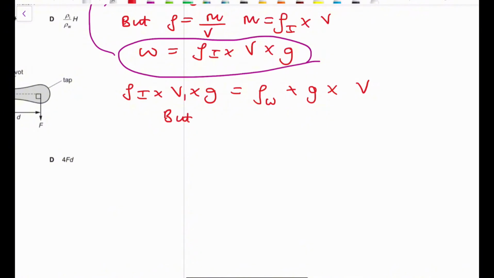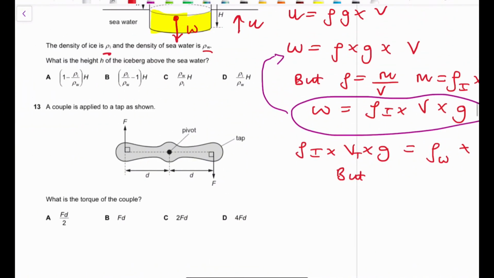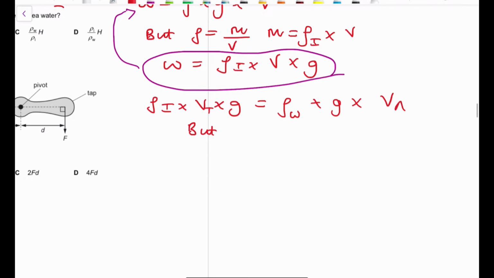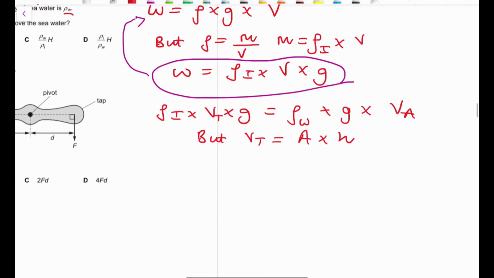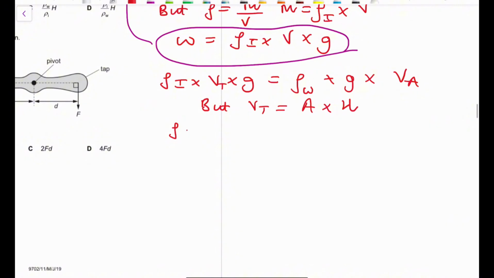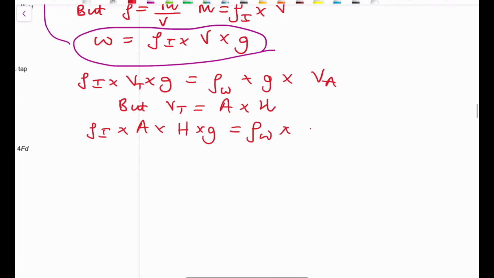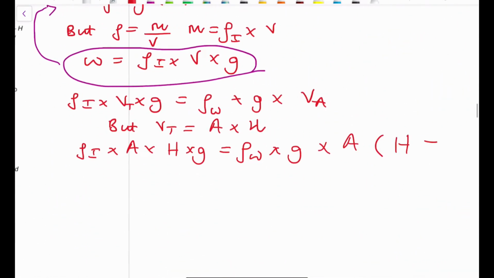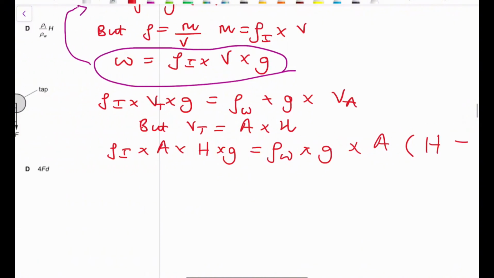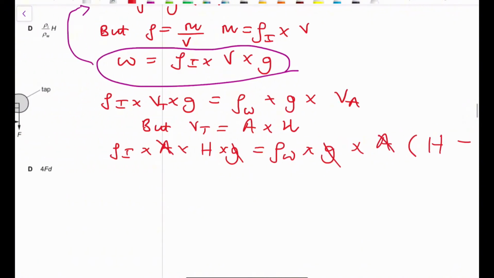To make that clear, let's say this is the area A. V total is going to be the area multiplied by the height, and the height in this case is going to be the big H. So the density of ice times the area times the big H times G is going to be equivalent to the density of water times G times the area, but with the height being H minus that small h. The value of G is going to cancel out, and the value of A is going to cancel out.